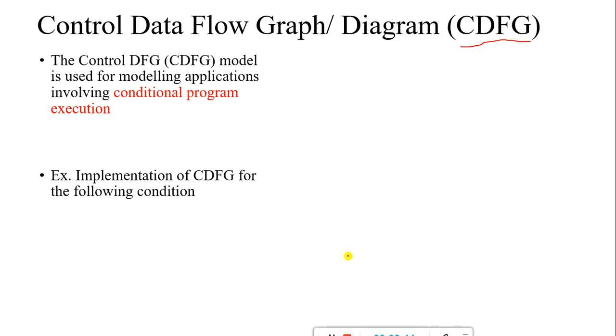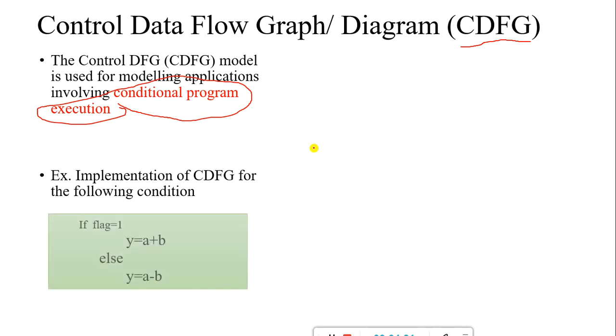This is once again a data driven model, which means that the model depends upon the data. Based on the data, I go on modeling my flow graph. So mainly this particular programming model involves conditional program execution, which means I execute some actions based upon conditions, conditional programming. We'll take one example of how CDFG can be implemented by taking some condition here.